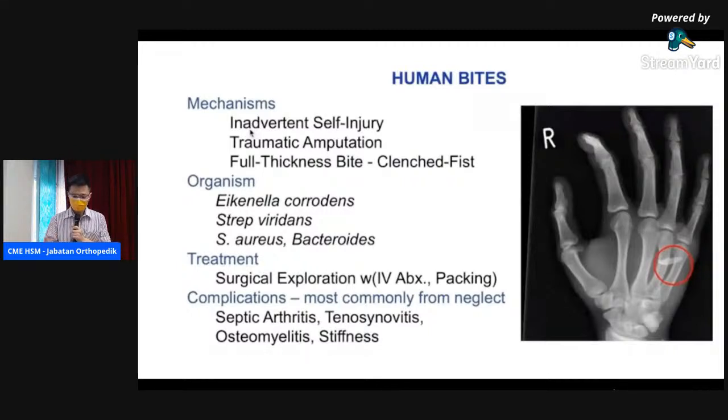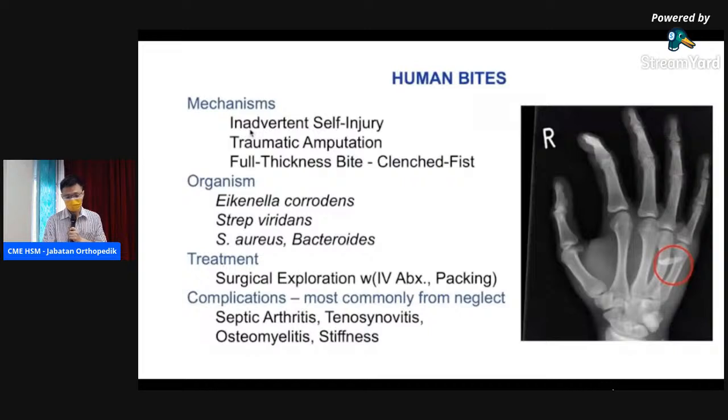This can become a very severe infection mainly because of the oral flora in the human oral cavity, Eikenella corrodens, all kinds of these horrific bacteria. And surgical exploration is sometimes inadequate. So surgical exploration is especially important when we see human bites because of the deep nature of these injuries. Why is it deep? First of all, the extensor area is very near to the joint.